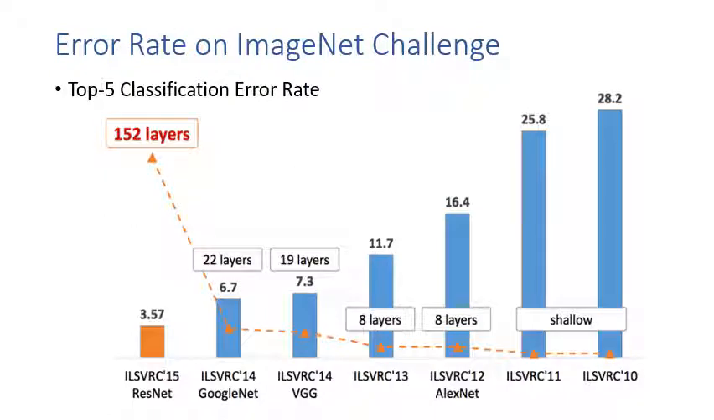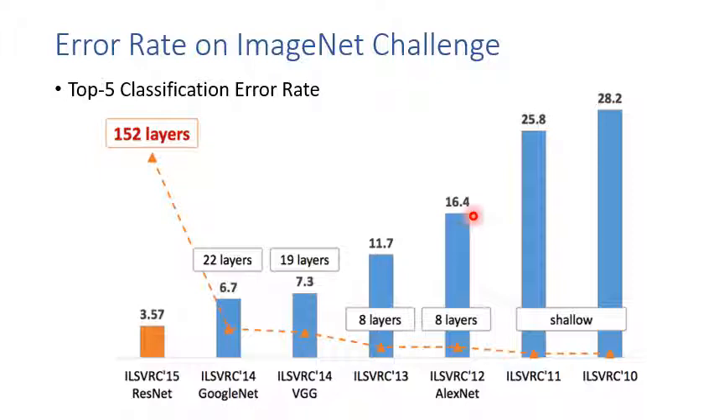Here are the error rates of previous ILSVRC winners. The vertical axis unit is error rate, so lower is better. The winners of 2010 and 2011 used algorithms based on support vector machines, now considered shallow models, in contrast to deep learning. We can see that AlexNet was around 38% better than previous shallow models.